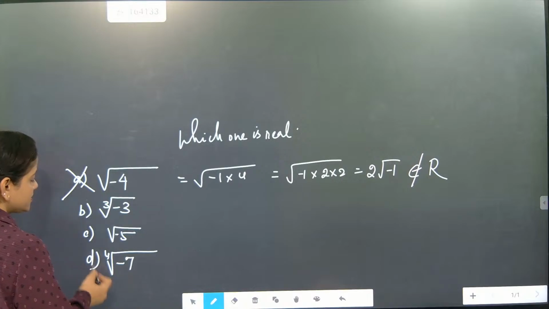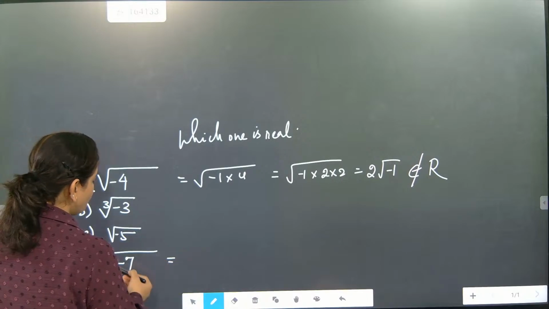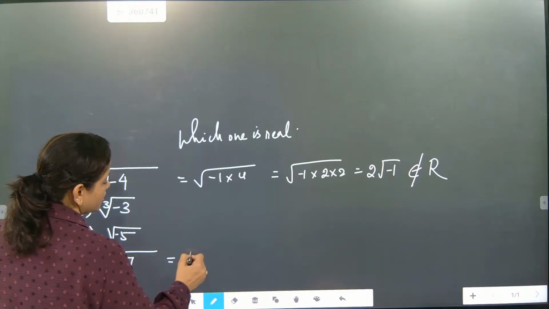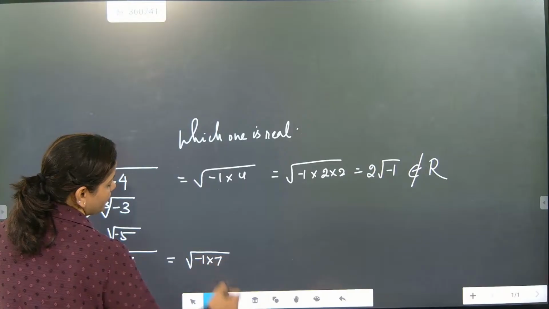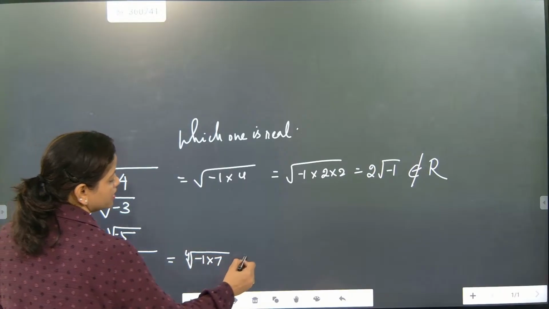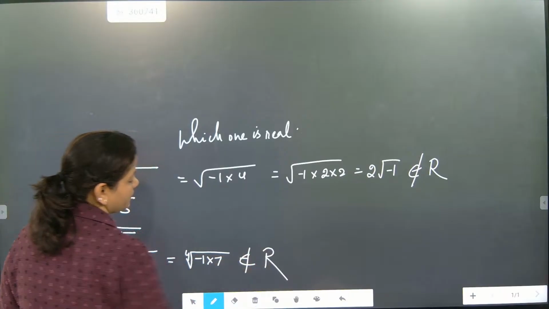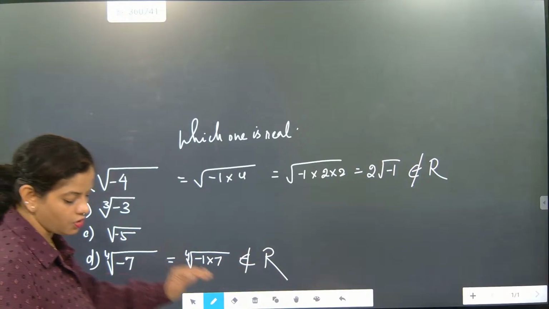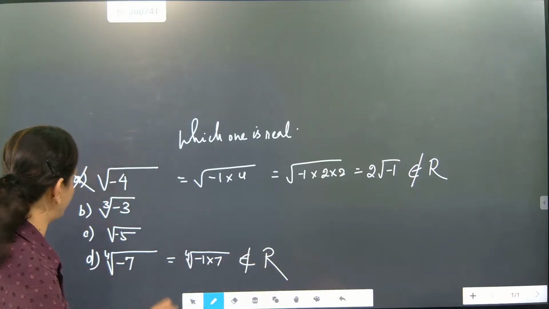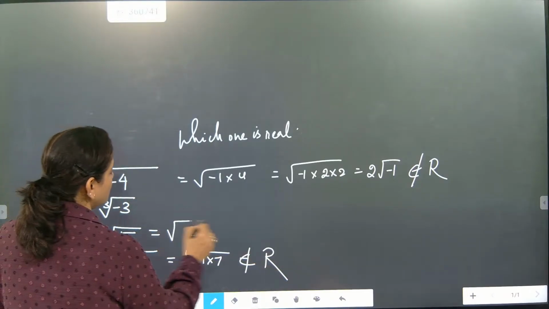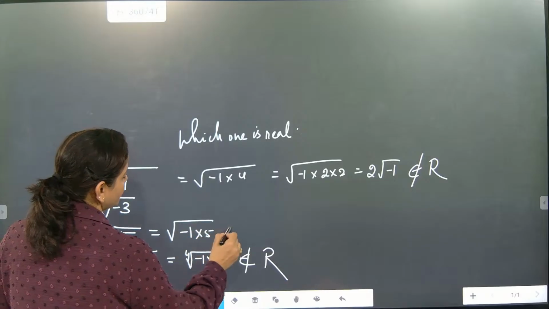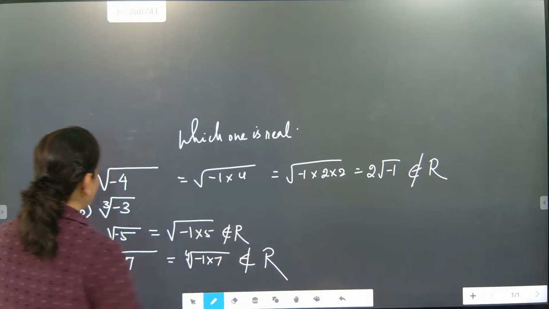Same situation for the fourth root. Here root under minus 1 into 7 is there, and the fourth root is there. It is not at all a real number. Story over. Next one, here also root under minus 1 into 5. It does not belong to real numbers.